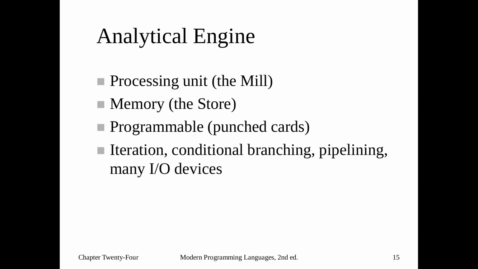So given that, the analytical engine, right, had a bunch of different things going on. It had a processing unit, which he called the mill. It had memory, which he called the store. And then it had programmable punch cards. And this is the interesting concept. This is where punch cards came from. And with this, it also had the capability for iteration, conditional branching, or if-then statement type experience, as well as pipelining, and then it had the capability to export to input-output devices, right?